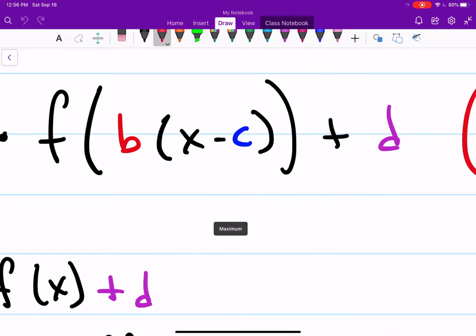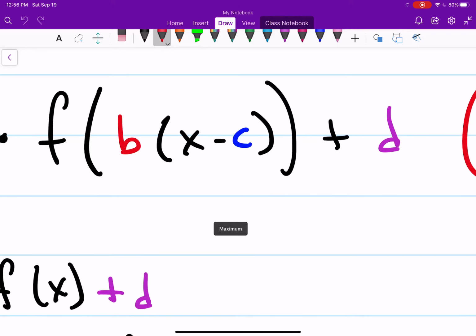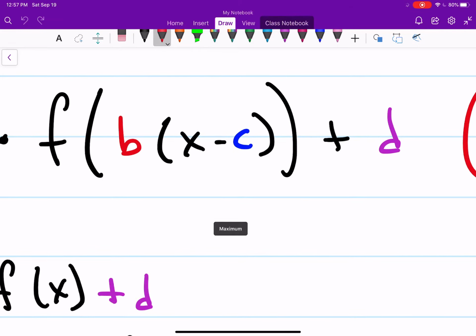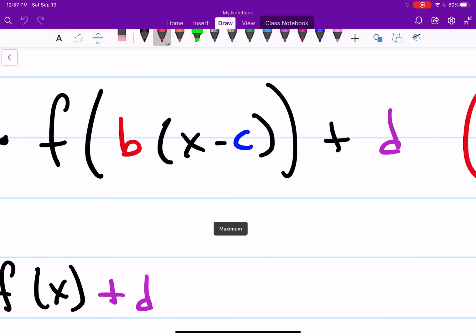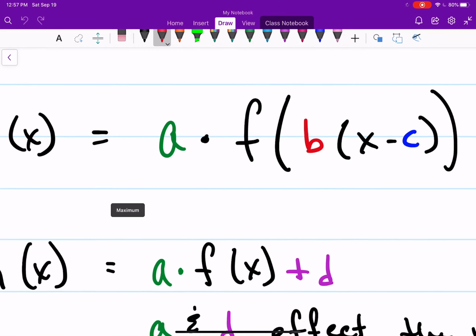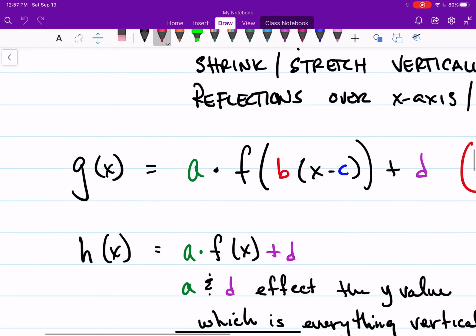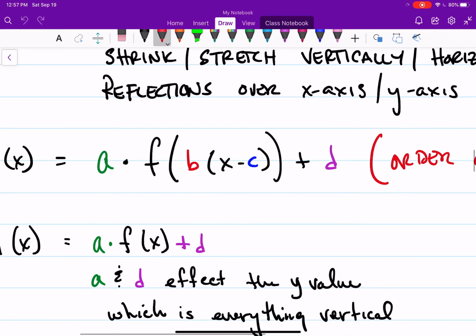So in other words, we would do the c first, which is shifting left or right. And then we would deal with b, because that would be multiplication, which is shrinking or stretching horizontally. And then after that, we get outside the parentheses. What do we do first? We have to multiply or divide before we add or subtract. So the a has to go in first, which is a vertical shrink or stretch. And then we can shift it up and down with the d, okay?